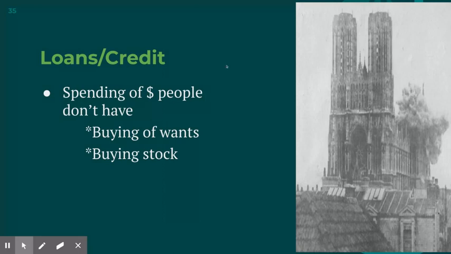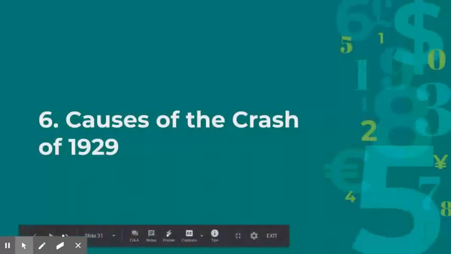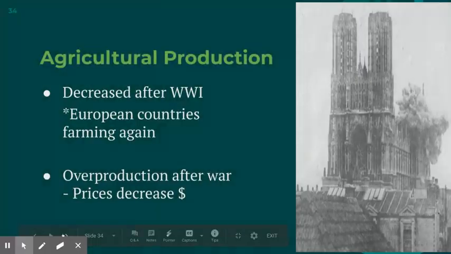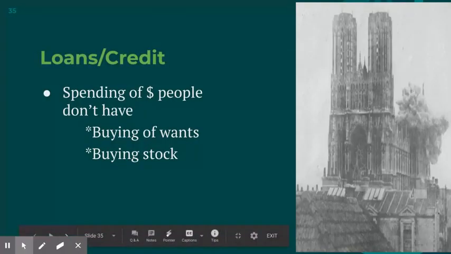So these are the four major reasons why the stock market crashed. War debt, industrial production overproduction, agricultural overproduction, and loans and credit.